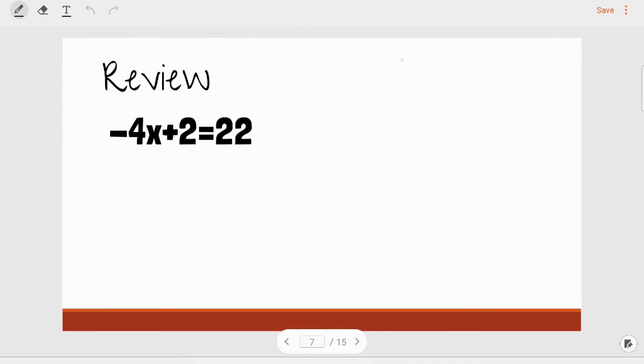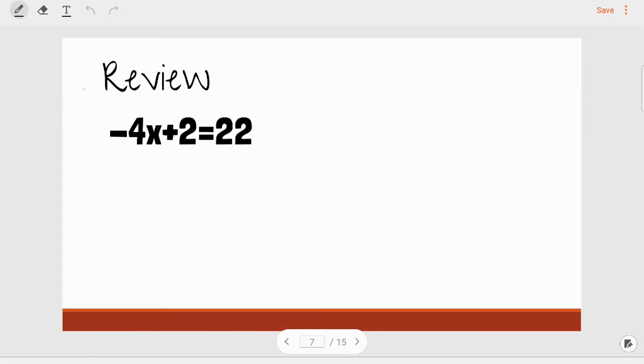Okay, today we are going to be solving two-step equations. We're going to go over a few harder problems than we did yesterday. Let's go ahead and get started. To review, remember here are the steps.